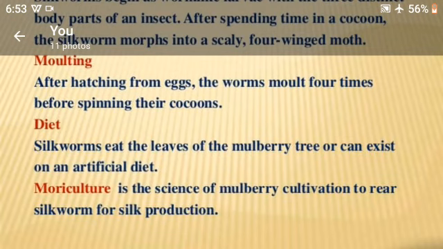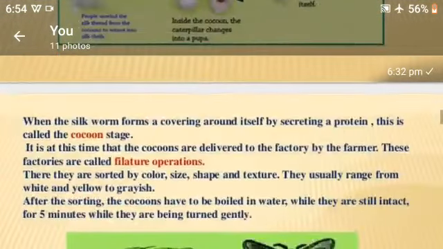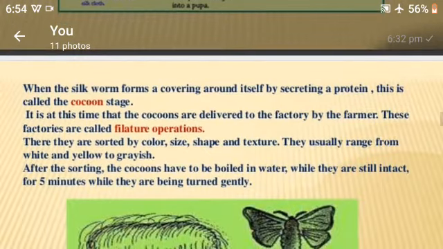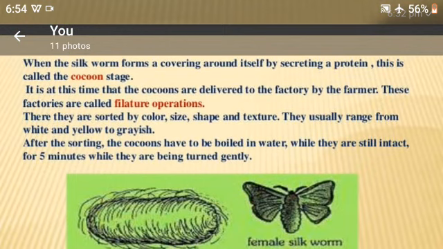Moriculture is the science of mulberry cultivation to rear silkworms for silk production. When the silkworm forms a covering around itself by secreting proteins, this is called the cocoon stage. It is at this time that the cocoons are delivered to a factory by the farmers.